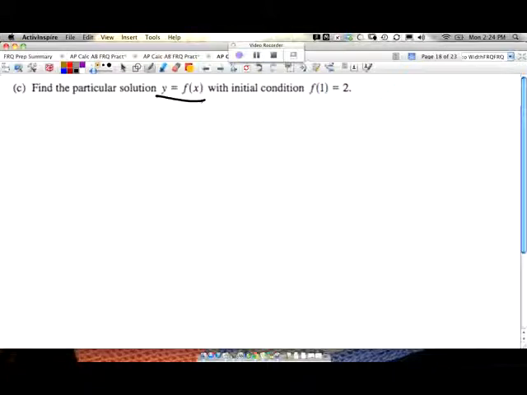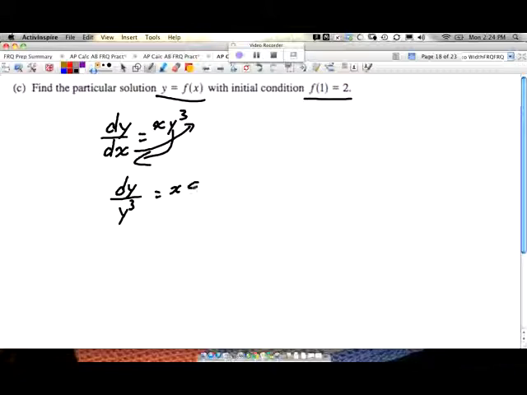Find the particular solution with the initial condition f of 1 equals 2. So we know dy/dx equals x y cubed. What we have to do is get stuff moved around. So we're going to move the dy and the y together and dx and x together. That'll give us dy over y cubed equals x dx. The right side is going to be easy. I need to fix the left side a little bit before I finish the integration.